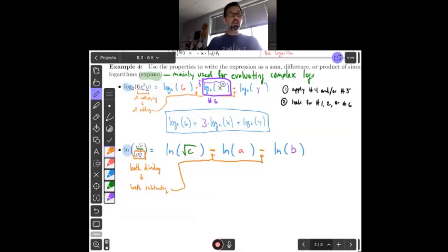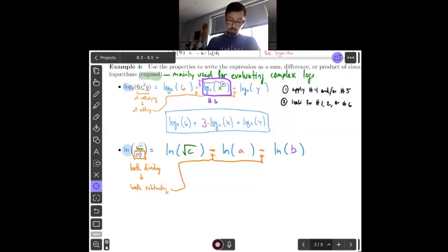Okay. So quick rule of thumb, anything that's in the denominator should have a minus sign in front of it. So there's step 1. I've applied 4 or 5 where I could. And I go back and I look for 1, 2, or 6. Property 1 said if there was a 1 inside of there, it's equal to 0. That's not a 1, that's not a 1, that's not a 1.